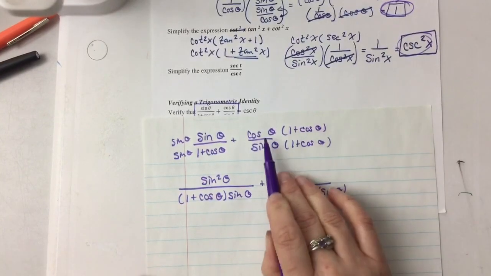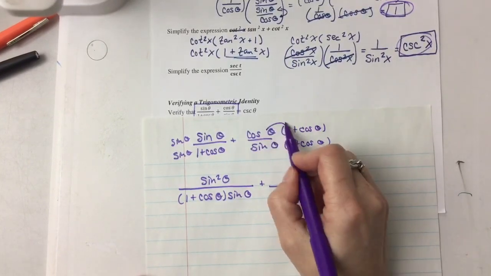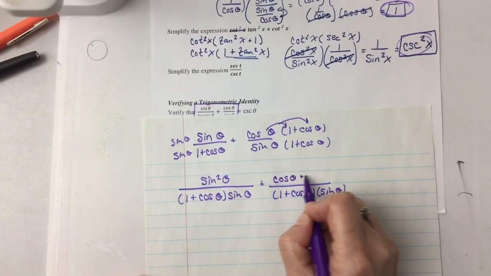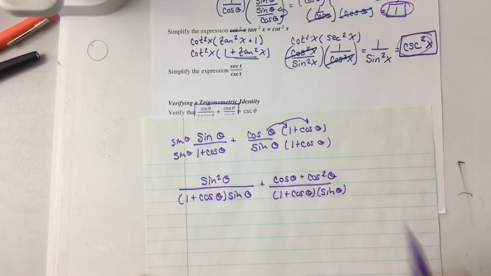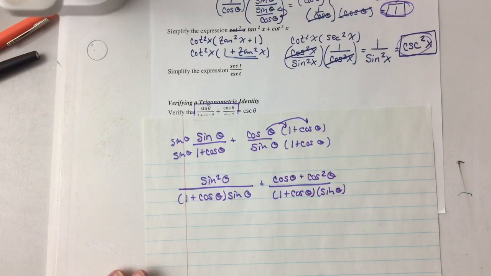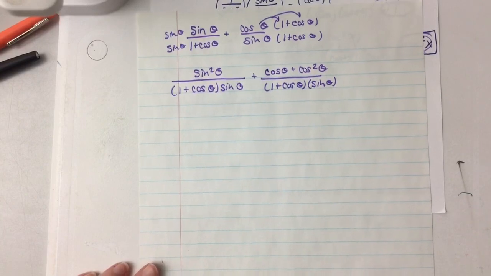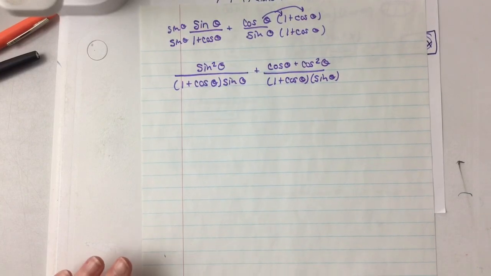Now on the top, you're taking 1 term times 2 terms, so you are distributing. So this is cosine of theta plus cosine squared of theta. So what I've done so far is realize, okay, I'm adding fractions. Let me slide this up here for you. Okay, I'm adding fractions. You have to make a common denominator.